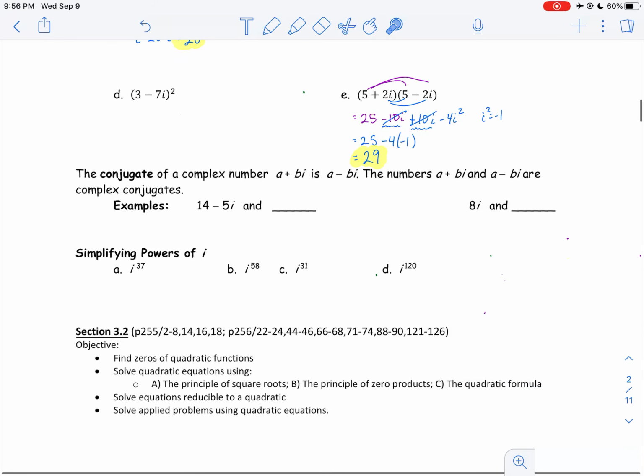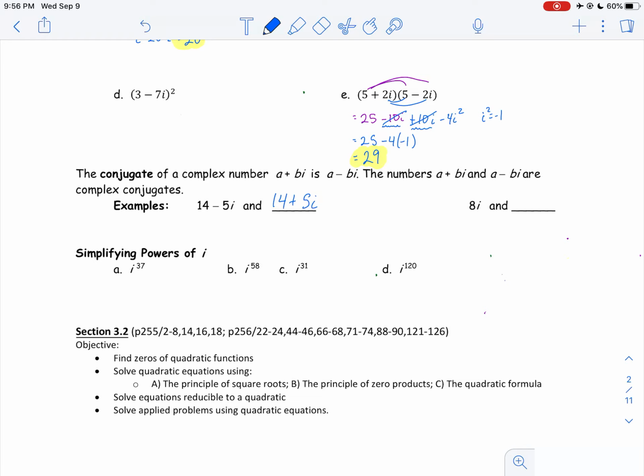These are called conjugates of each other. Okay, so the conjugate of a complex number, a plus bi, is a minus bi. These are called complex conjugates. So if I have 14 minus 5i, what's the conjugate? If you said 14 plus 5i, you're right. How about 8i? What's the conjugate of 8i?